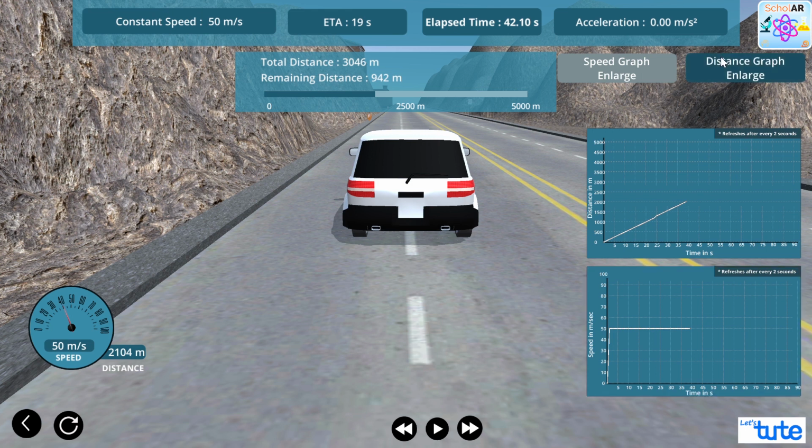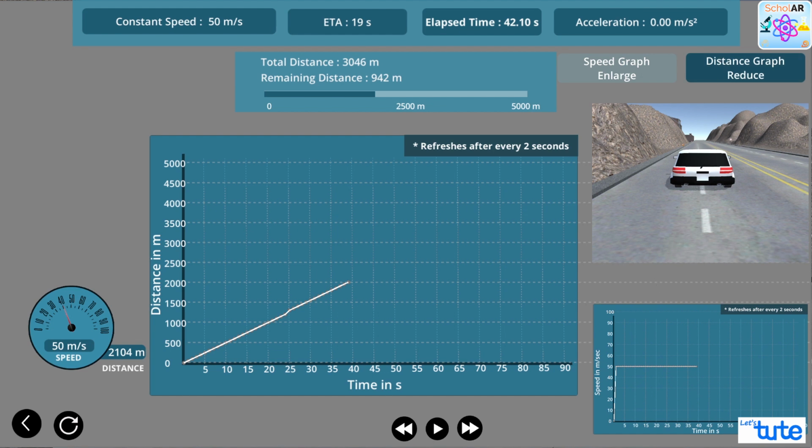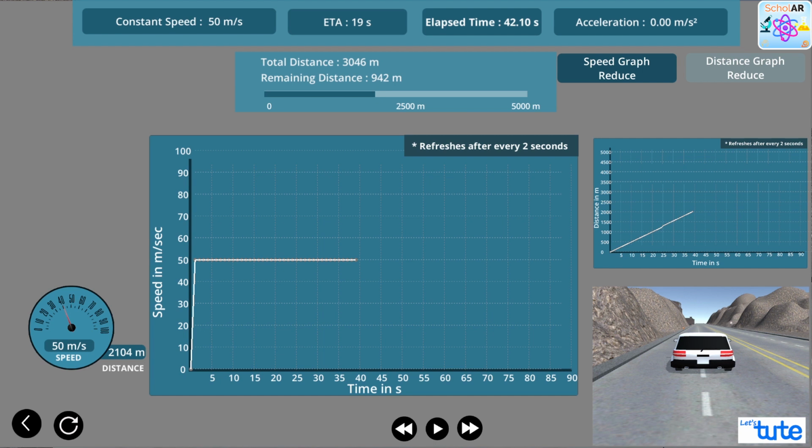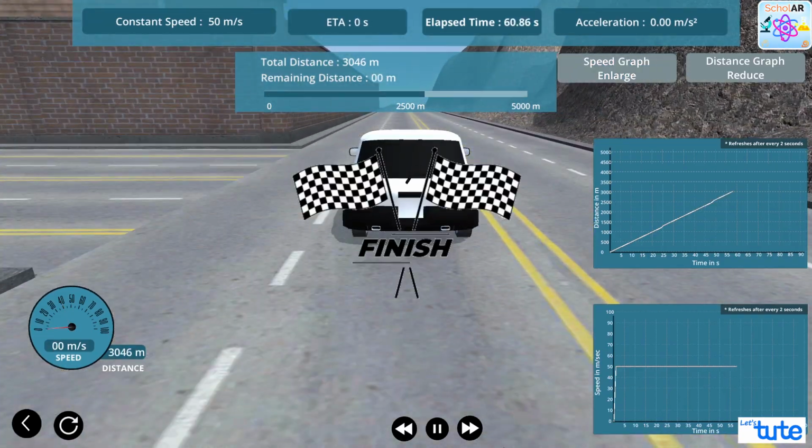Now, let's look at the graph of distance. We can see since the car speed is constant, the graph between distance and time will be a straight line and the slope of this line will show the speed. You can try by yourself and calculate the slope at any point and check if it's equal to the speed. Now let's have a look at the speed graph. It is looking a little different than the distance graph. Here, the car took some time to reach 50 meters per second and then it is constant. So the line is parallel to time axis as the speed is constant at 50 meters per second. Let's unpause the simulation now and see how the car reaches the finish line.